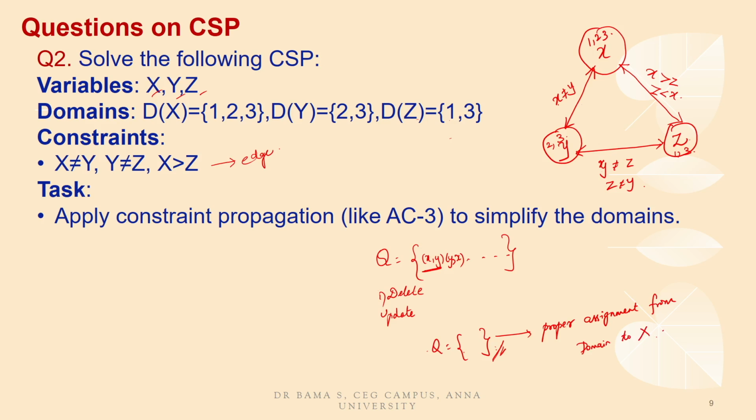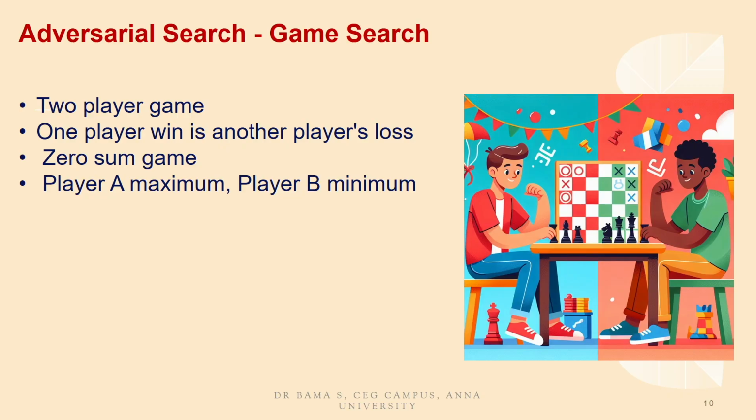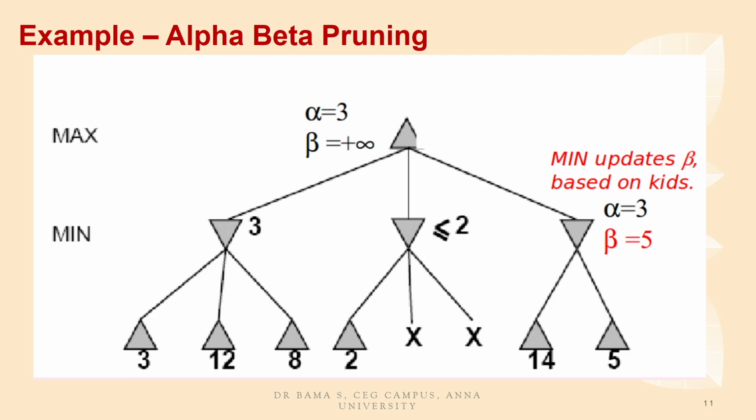So, this is the typical workout for CSP, and then we did adversarial search, the last type of search we did, which is typically a two-player game, where one player winning means the other player is already losing. Otherwise, it is called a zero-sum game, where one person is having the maximum and the other the minimum, and the sum is going to be 0. This is a typical two-player game, and we saw the min-max algorithm where one player wants to maximize and the other minimizes.